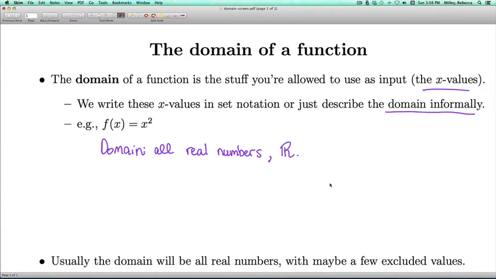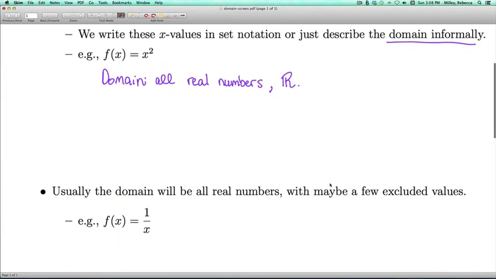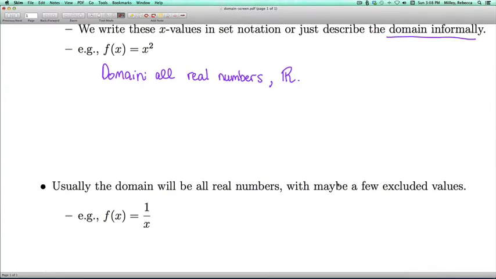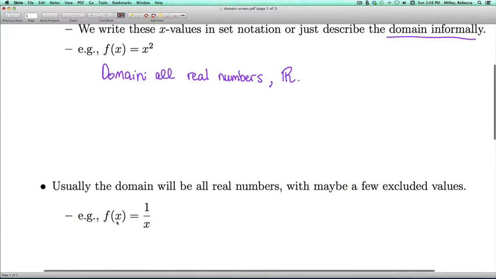Usually the domain will be all real numbers with maybe a few excluded values. So for example, suppose I had the function f of x equals 1 over x. That's the machine that takes a value as input and outputs 1 over that value. So like f of 3 is 1 over 3.